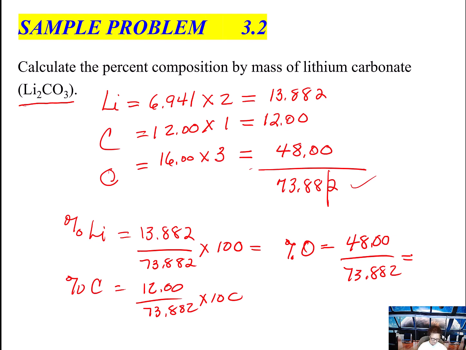So 13.882 divided by 73.882 gives me 18.79% lithium, and 12 divided by 73.882 gives me, times 100 of course, 16.24% carbon, and 48 divided by 73.882 gives me 64.97% oxygen.